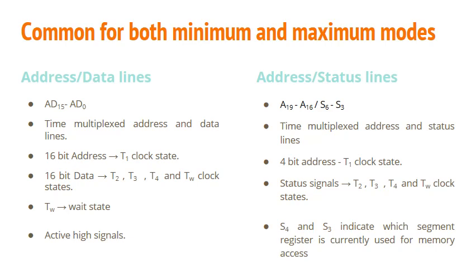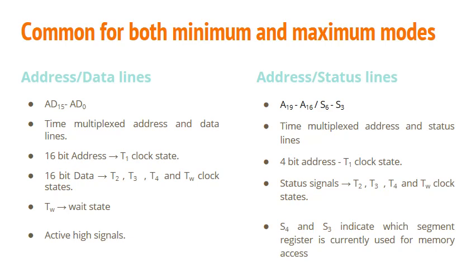Coming to the address bus status lines, which are denoted by A19 to A16 or S6 to S3. These are again time multiplexed address and status lines. Like we said before, during the T1 clock state, the 4-bit address, or the higher order 4-bit address, will be available on these lines, and during the T2, T3, T4 and TW clock states, the status signals from S6 to S3 will be available on these lines. So, the address lines A19 to A16 together with AD15 to AD0 will form the complete 20-bit address.